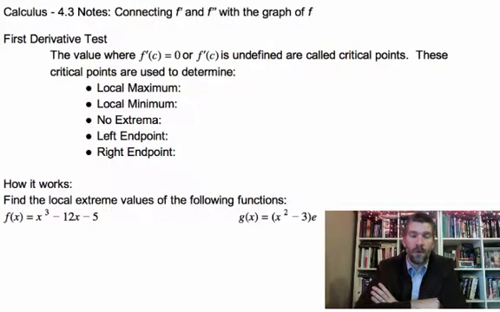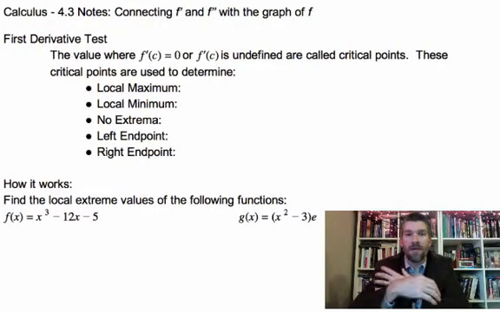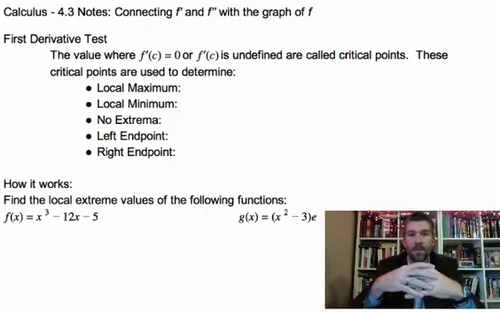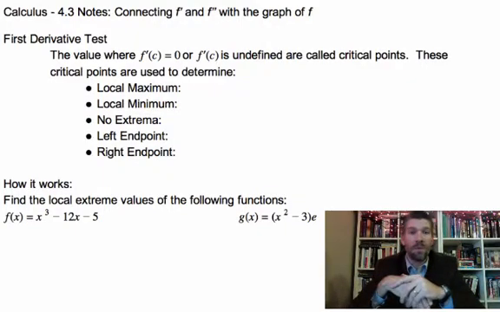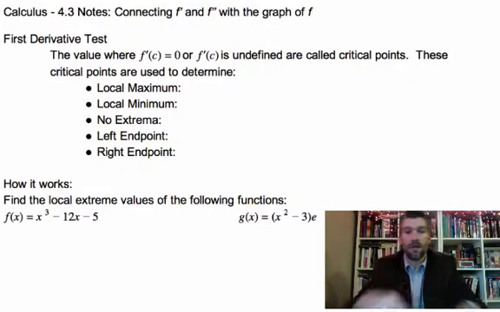A critical point is used to locate the specific places where the graph has all the different things that are going to happen to it, like a max, a min, maybe it doesn't have any extrema, and maybe we're looking specifically at a right or left endpoint. And so here's what we're going to do.